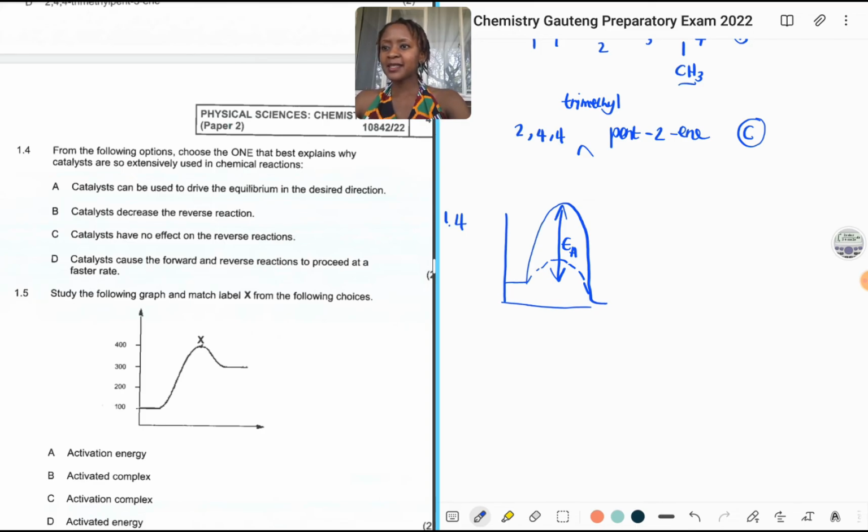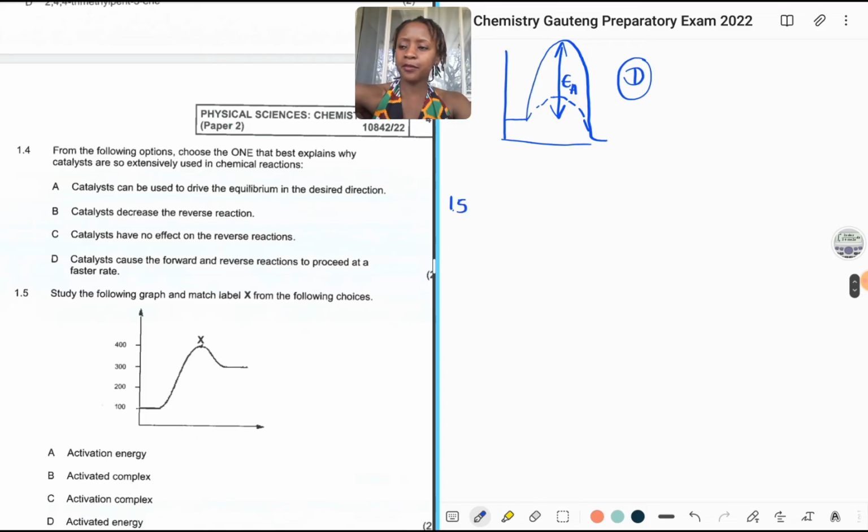So let's see. Catalysts can be used to drive the equilibrium in the desired direction. Catalysts decrease the reverse reaction. Catalysts have no effect on the reverse reactions. Catalysts cause the forward and reverse reactions to proceed at a faster rate. So we will go with D.